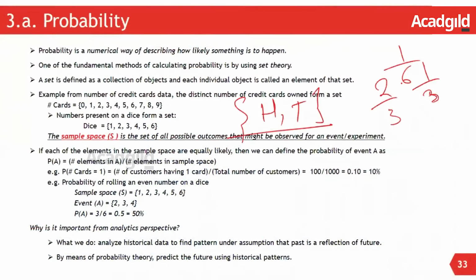What is the probability that you are going to get a prime number? So which are the prime numbers over here? The prime numbers are 2, 3 and 5. 3 of those 6 numbers are prime. So 3 out of 6, equal to half, is the probability that you are going to get a prime number.